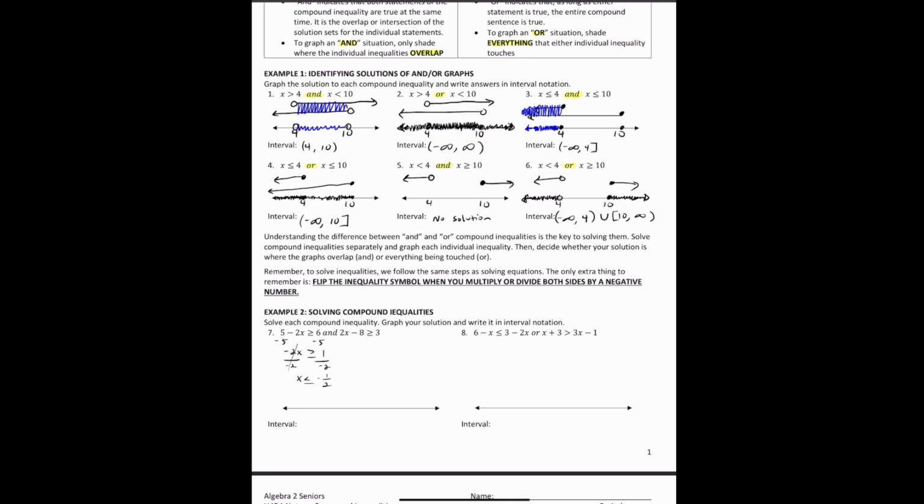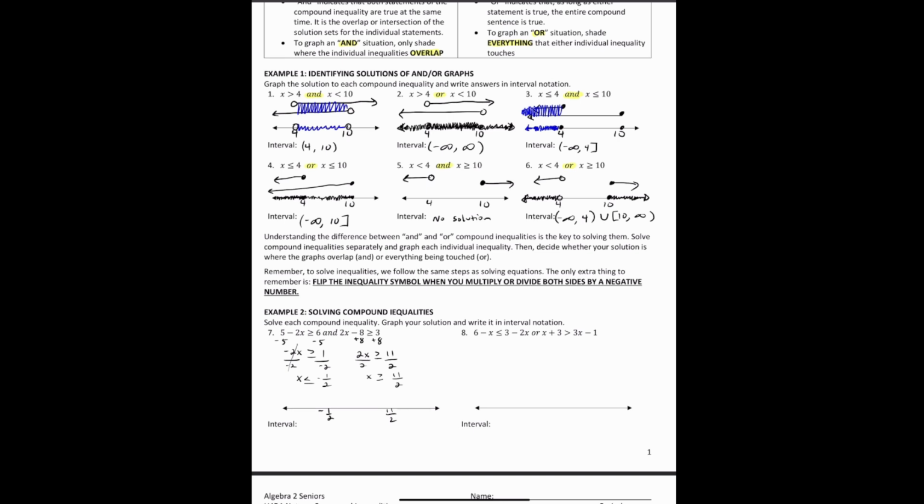All right? And then we have 2x minus 8, which is greater than or equal to 3. We're going to add 8 to both sides. And we have 2x is greater than or equal to 11. And then I'll divide both sides by 2, and I have x is greater than or equal to 11/2. And I don't need to flip the sign here because I'm not dividing by a negative. So we have x is less than or equal to negative 1/2, and x is greater than or equal to 11/2. What do I need to put first? The negative 1/2 before the 11/2.